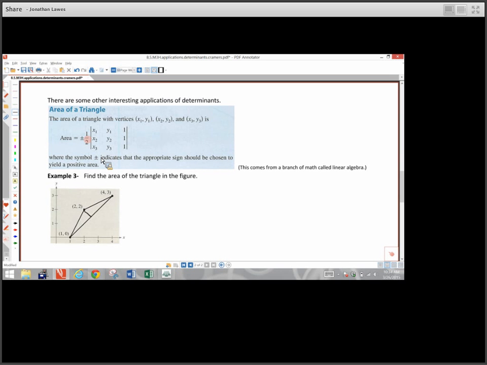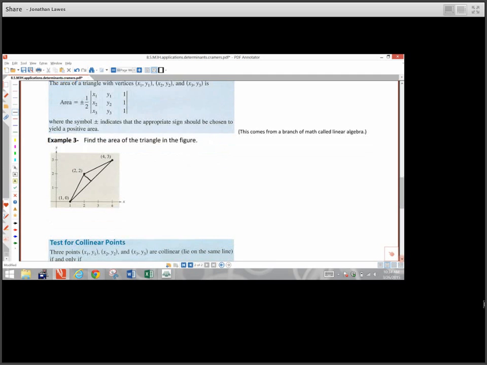Okay? So let's run through and let's find the answer of this. This is from a branch of math called linear algebra. It's something that you take probably after you took Calc 2 or maybe Calc 3 if you end up going into engineering or math or physics or something like that. So here's what we do. I'm going to put 4, 3, 1. I'm going to put 2, 2, 1. And I'm going to put 1, 0, 1.